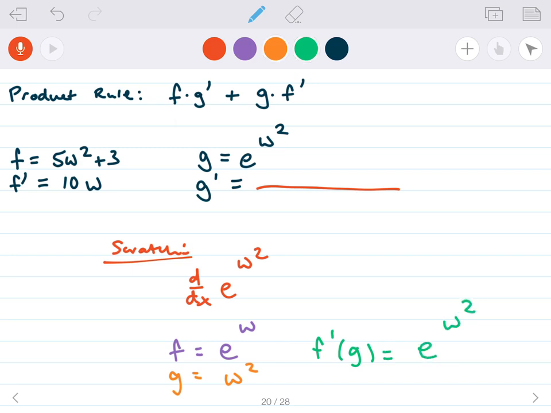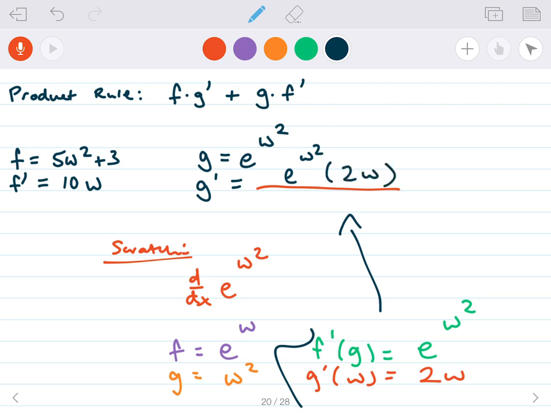And g prime, in this case, is going to be 2w. So we multiply these together to figure out the derivative. So it's just e to the w squared times 2w.